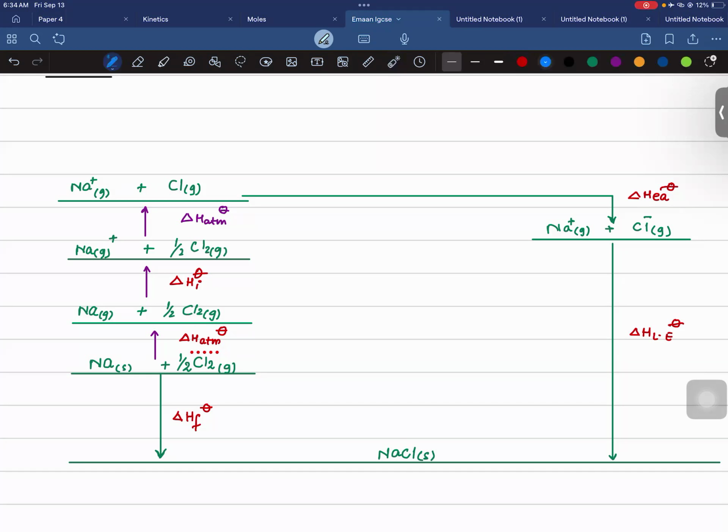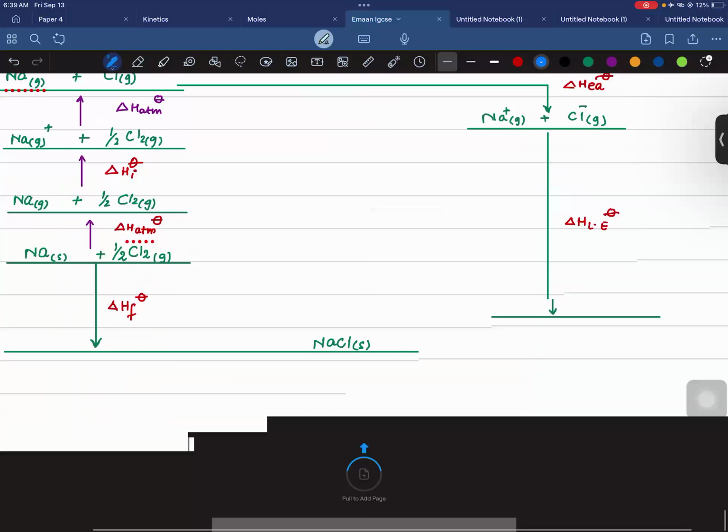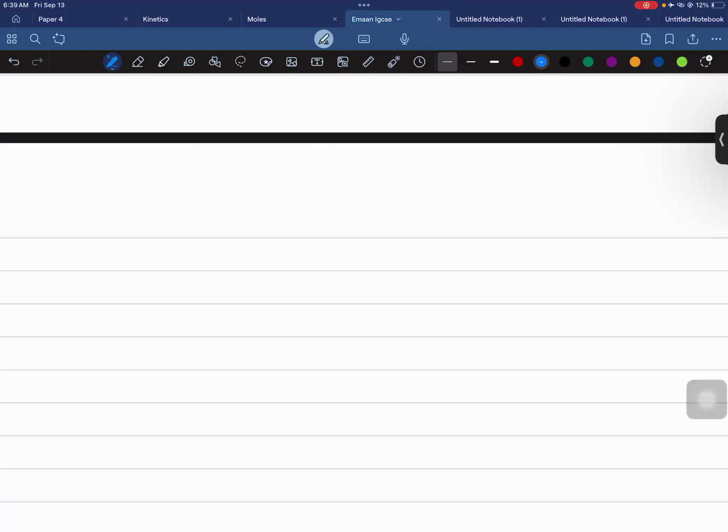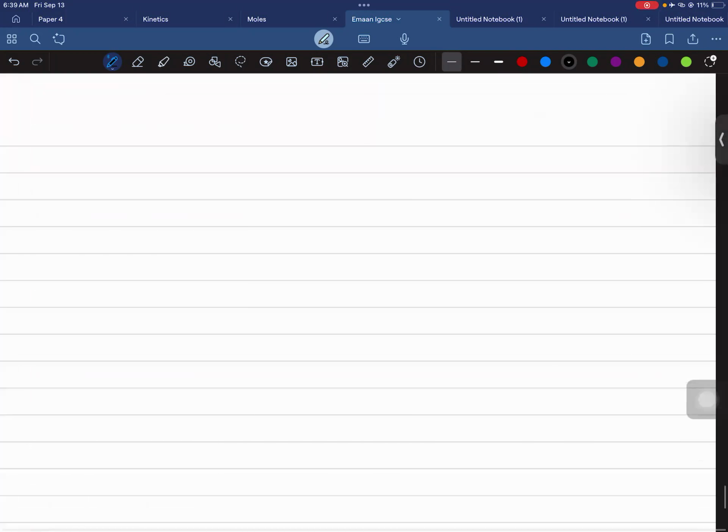Keeping this in mind, you are supposed to draw the Born-Haber cycle of magnesium chloride, but fast. You are supposed to match. I'm just drawing, okay? I'm not saying anything. Just see this.